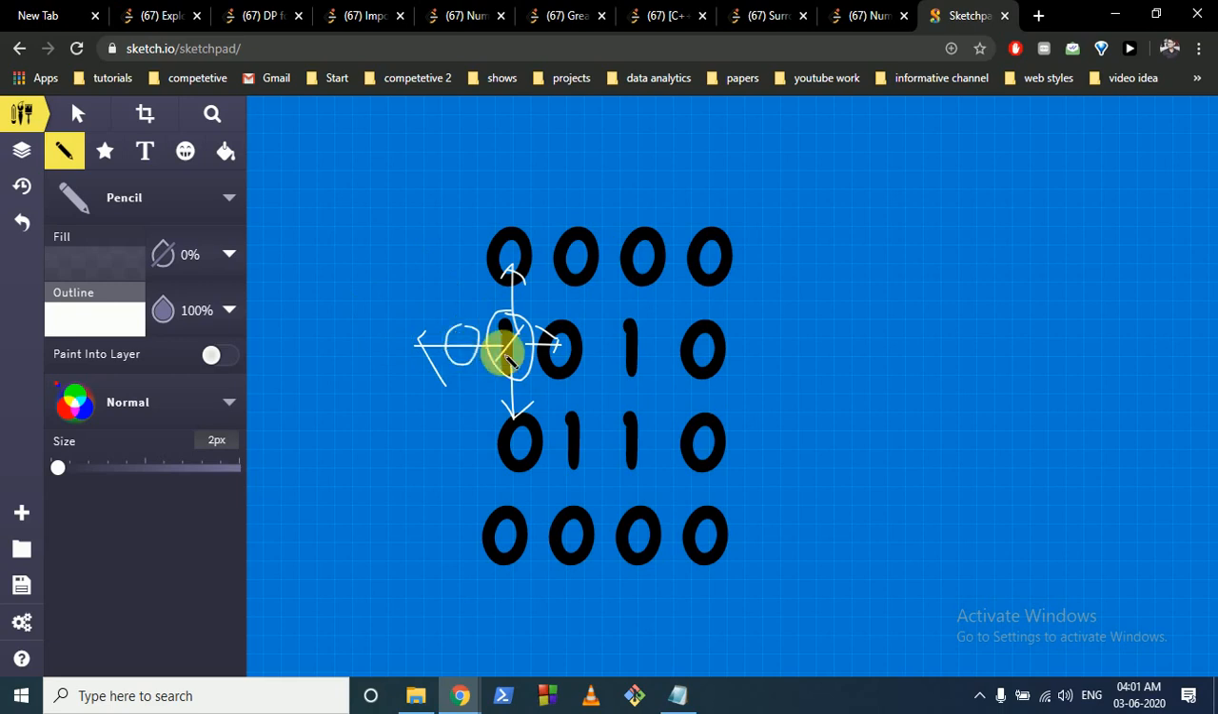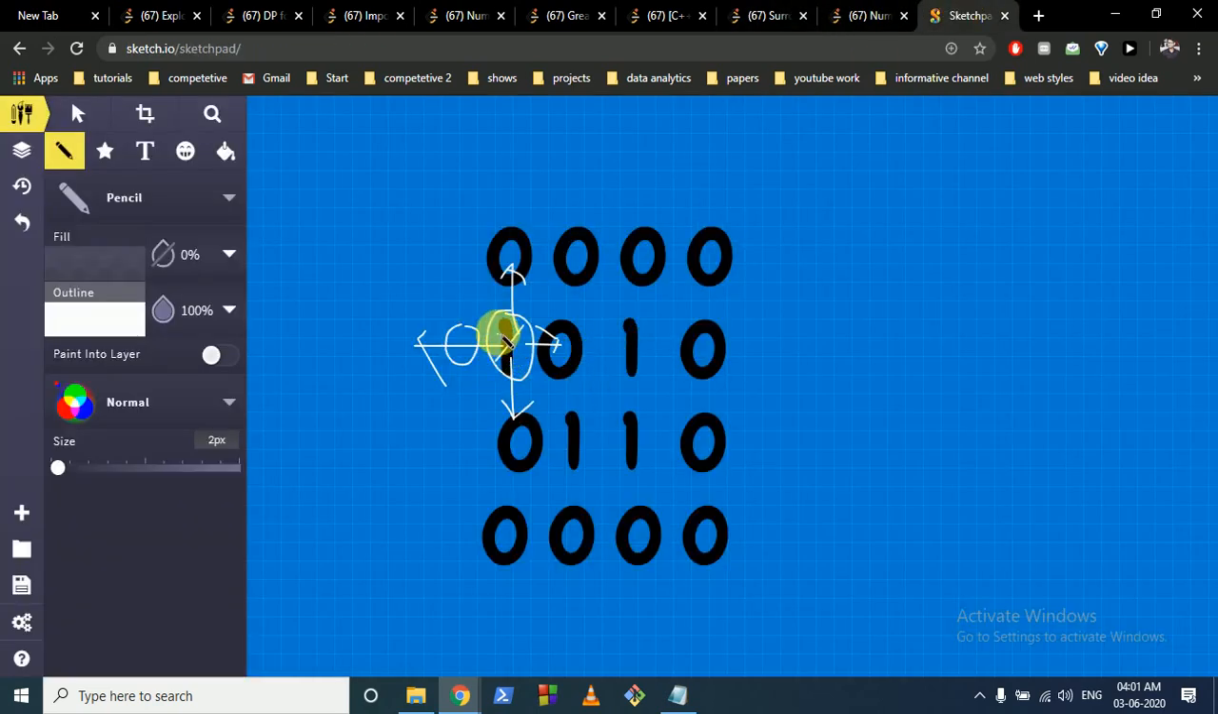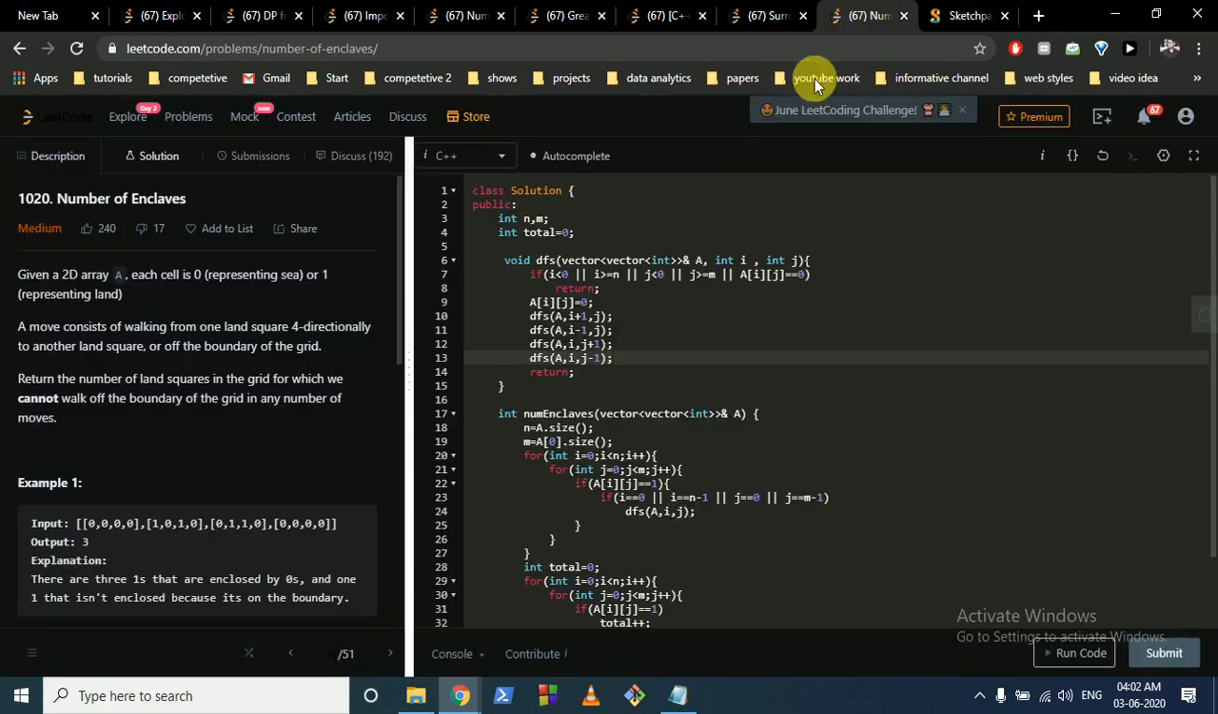So we just return. For this case, though we are in the boundary, this value turns out to be 0 and we do not want to process further because we are on a 0 only. We want to make all the ones which are connected to this one into 0. So we will only process further if we encounter another one. So that's what I've done. If we go out of bound or if we encounter any a[i][j] which is equal to 0, we just return.